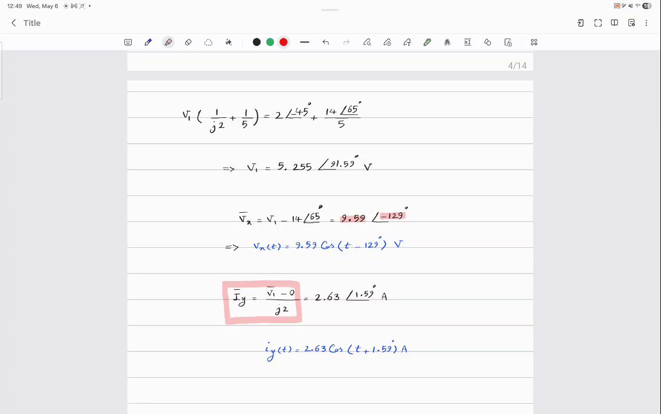Perfect. What's the angle of the numerator? It's V1, which is 91.59. What is the angle of the denominator? Where is it located? J2. The angle is 90, so 91.59 minus 90 is 1.59. Okay? Do you see that?